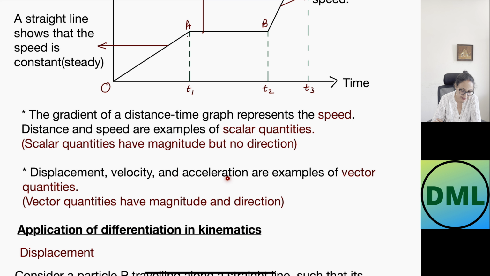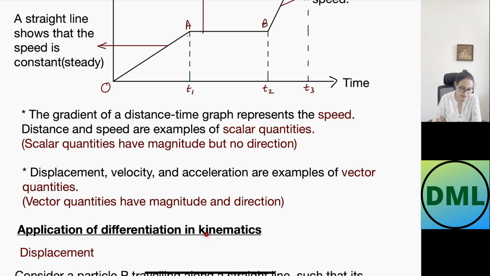Displacement, velocity and acceleration are examples of vector quantities. What are vector quantities? Vector quantities have both magnitude and direction. If they are saying that you are going at 50 km per hour in the east direction, that means this is the velocity they are talking about, because they give you the direction also.